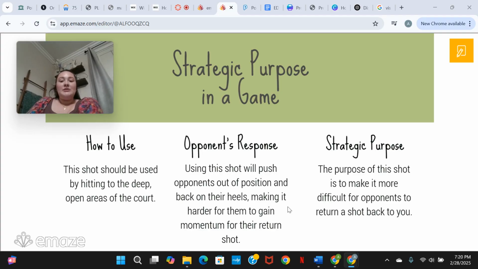And so the strategic purpose of this shot is to make it more difficult for your opponents to return a shot back to you. So just like we just talked about, their momentum will be going backwards, so it'll be more difficult for them. But another aspect of this is if they're all the way on the very back line of their court, they're going to also have to stop and determine whether the shot is inbounds or out of bounds and whether or not they want to hit that shot at all.